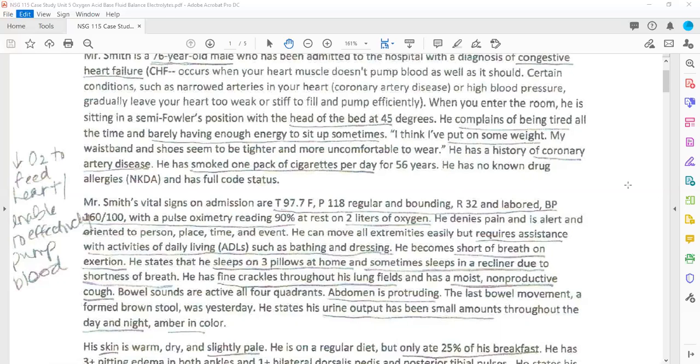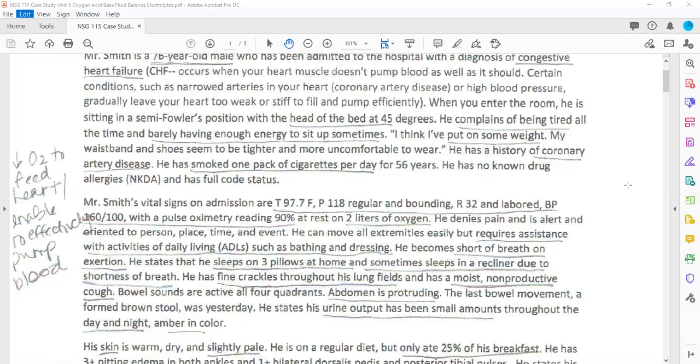And so we would want to understand why. Is it pain? Is it shortness of breath? And the next statement goes on to tell us about it. He becomes short of breath on exertion. So any type of activity makes his heart work harder and his lungs work harder.